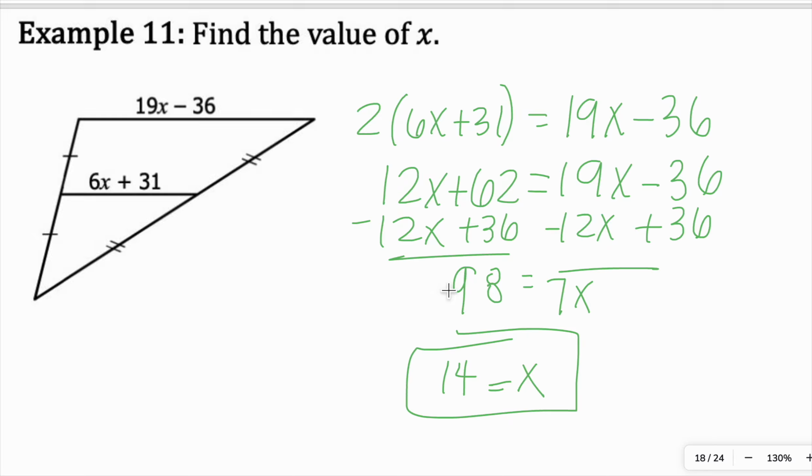And that will finally conclude our lesson on 8.5, Triangle Proportionality.